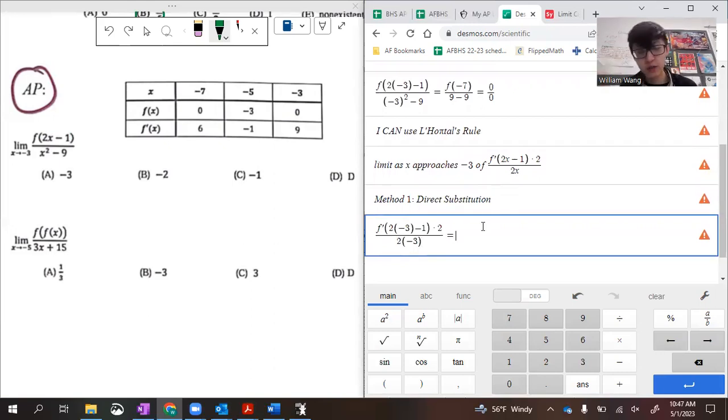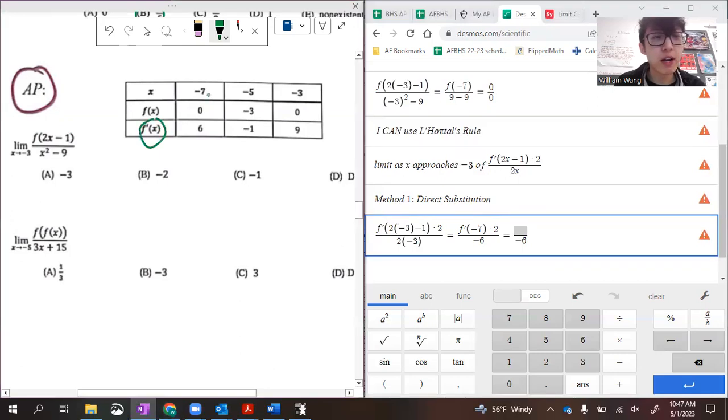All right, let's just continue and solve for this. Well, the denominator is going to be negative 6. The numerator is going to be f prime of negative 7 times 2. The numerator, f prime of negative 7, how do I solve this? Well, I go to my table. f prime of negative 7 is positive 6. So it's going to be 6 times 2. All right, 6 times 2 is 12, divided by negative 6, that's going to be negative 2. So my answer choice is B.